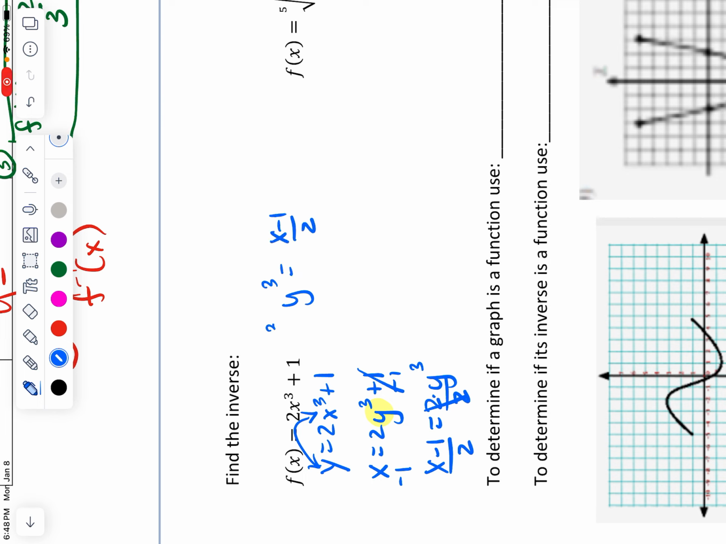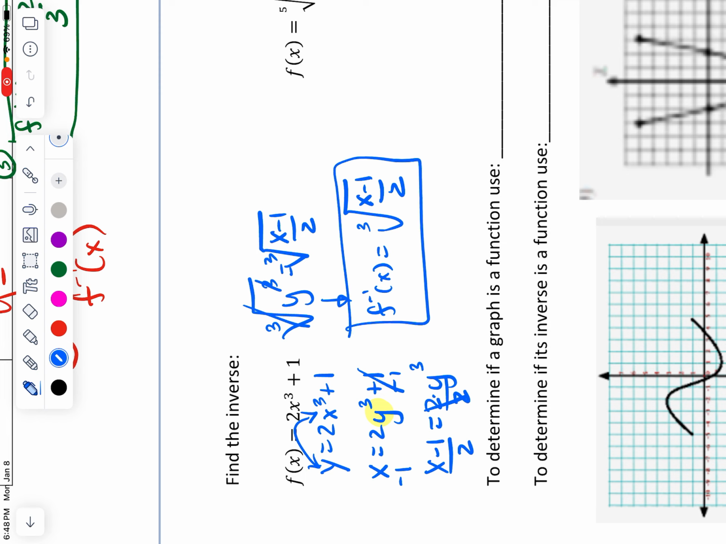But from what we're learning right now, you could cube root that, but then you have to do that to the other side. The cube and the root cancel, and then I would rewrite this and say, hey, my inverse is cube root of x minus 1 divided by 2. So this is my finished product for the inverse.